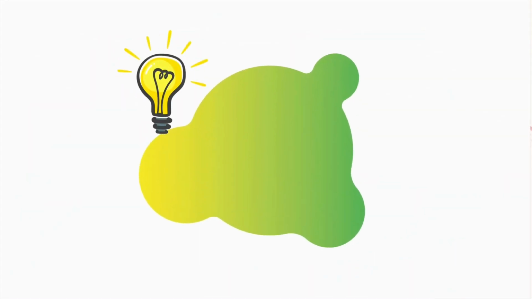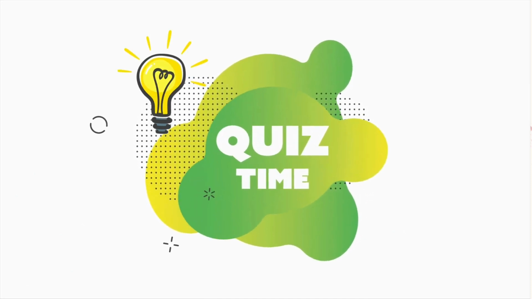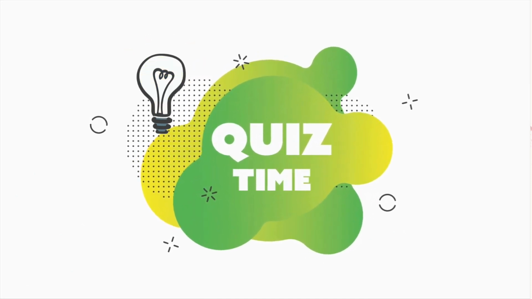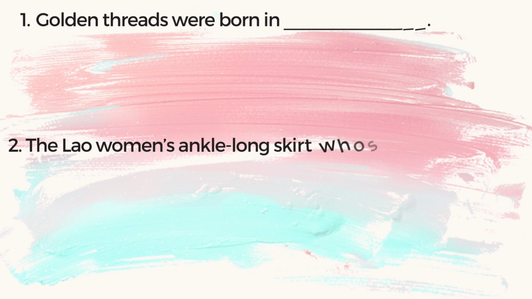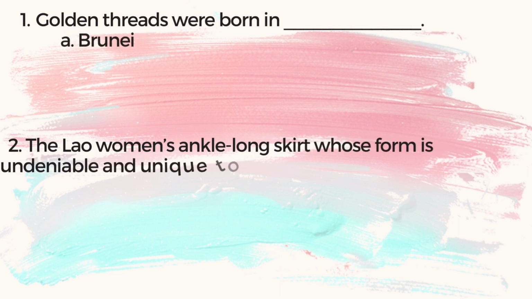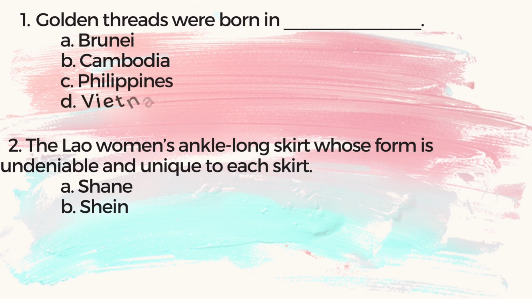Do you have questions about our lesson today? Alright, if none, prepare for a 5-item quiz. Bring out your notebook and answer the following. 1 to 3, write letters of the correct answer. 4 and 5, give the two main types of Cambodian weaving.